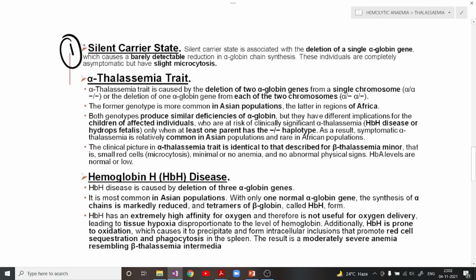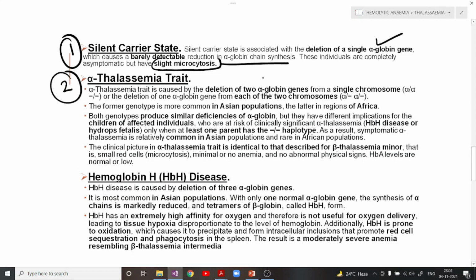So the first is your silent carrier trait. As I told you, it is because of deletion of a single alpha globin gene, and it leads to a very slight, undetectable reduction in the alpha globin chain, and the only finding is the peripheral blood smear showing slight microcytosis. The second is alpha thalassemia trait.